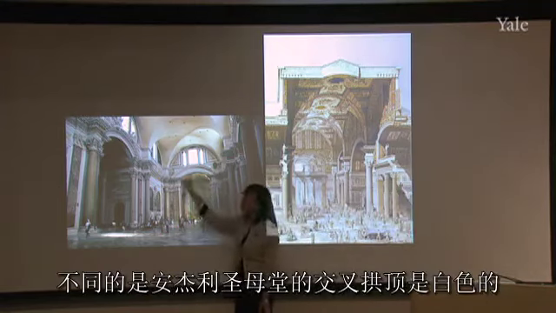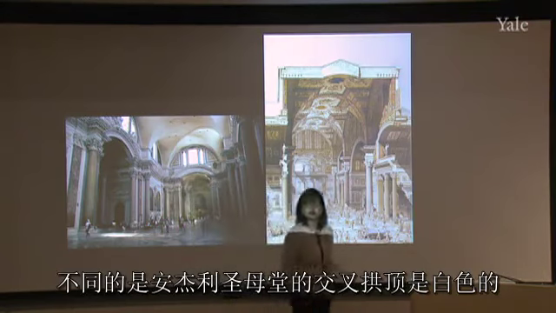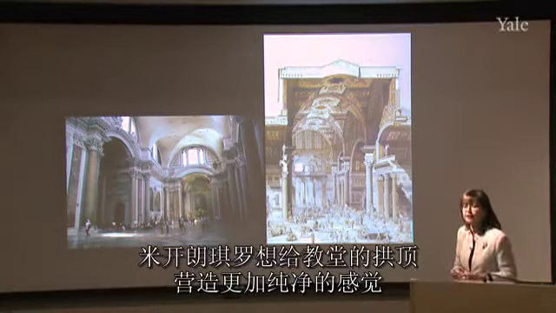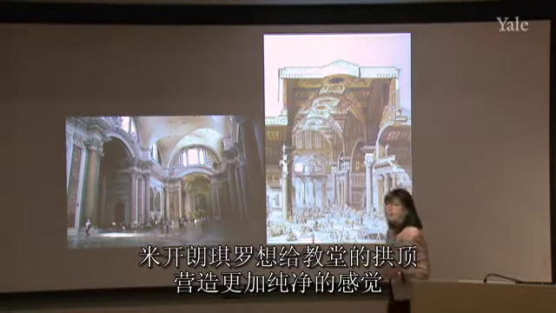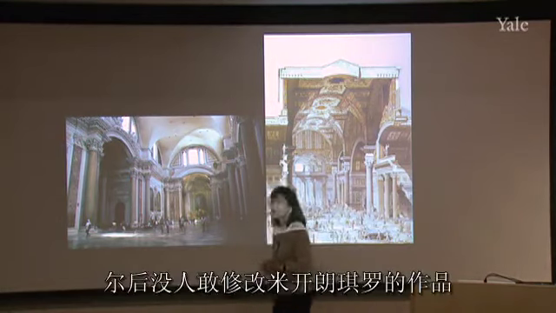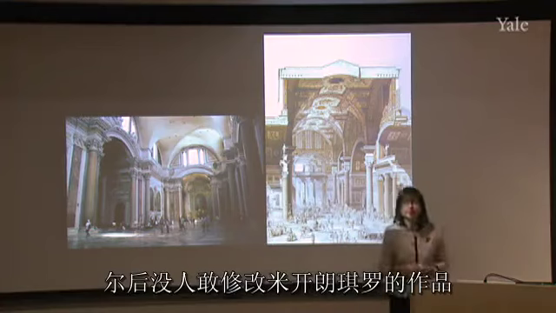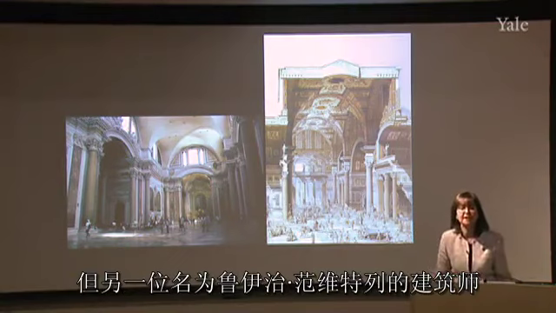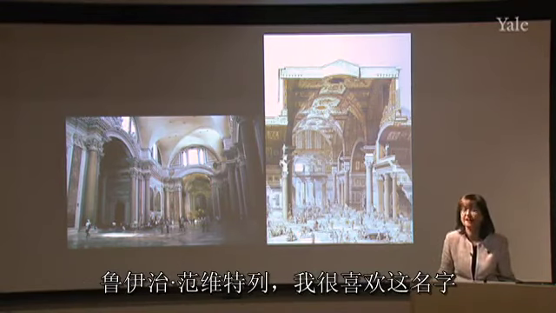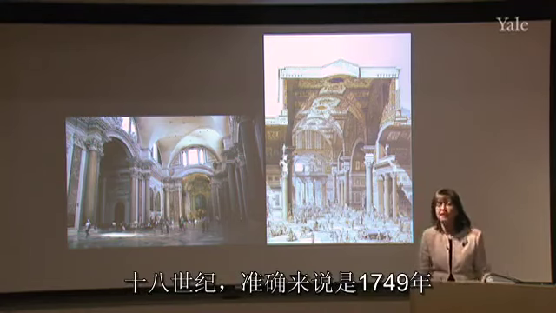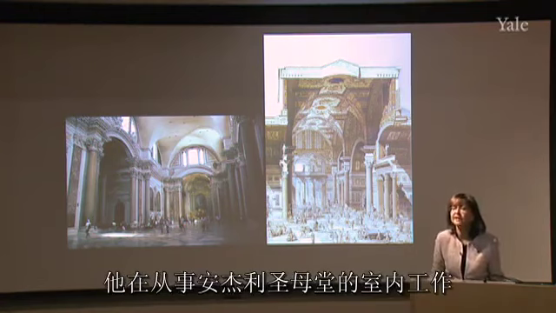One difference is that we see the groin vaults in the Santa Maria degli Angeli are white, and that is the work of Michelangelo. Michelangelo decided that he wanted something much plainer for the vaulting of Santa Maria degli Angeli, and it was he who stuccoed it over, and no one ever dared to change Michelangelo's work. But another architect by the name of Luigi Vanvitelli, love the name, Luigi Vanvitelli, was at work in the Santa Maria degli Angeli interior in the 18th century, precisely in 1749.